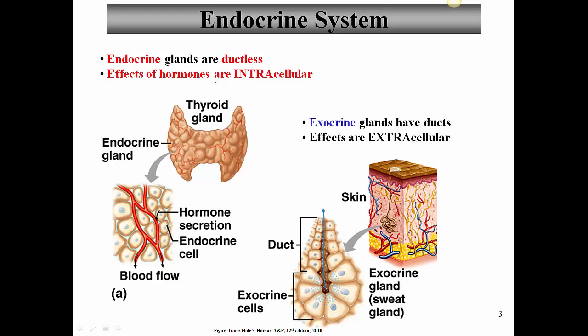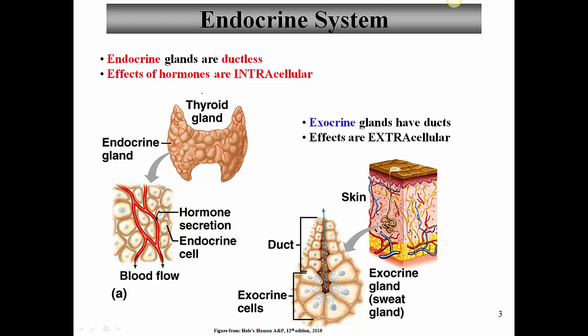However, if you take a look on the upper left again, you'll see that the effects of hormones are intracellular. As we said before, hormones affect the internal activity of cells. They regulate their metabolism, activity, and we'll talk about those things in a couple of minutes. Now, if we look at one of the endocrine glands like the thyroid gland and take a close-up, you'll notice that these cells that are in the thyroid gland are secreting their hormones directly into the blood.